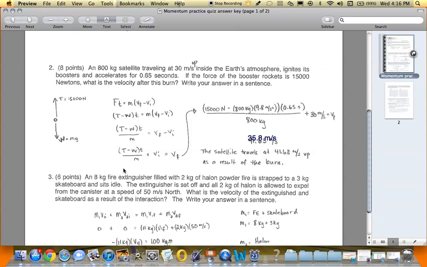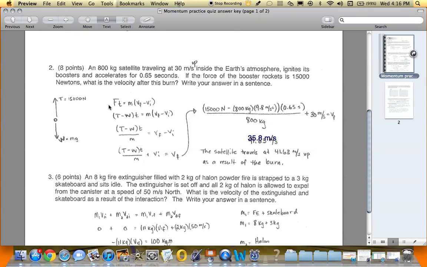Okay? So when we look at this, what's really making it gain speed is the thrust that it exerts on itself, 15,000 newtons. But since it's going away from the Earth, it's being opposed by the weight of the satellite itself. So its own weight is actually trying to stop it from moving forward.